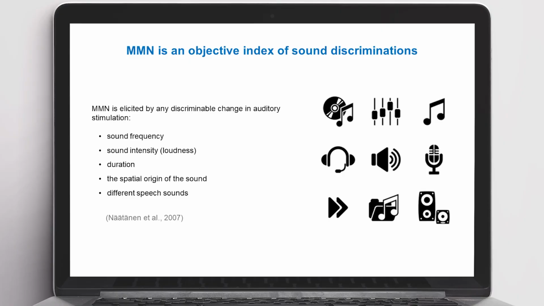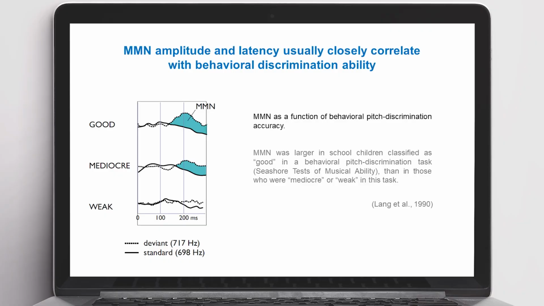The more the sound stimuli differ from each other, the shorter the latency of mismatch negativity is, and the greater is its amplitude. The mismatch negativity effect can be observed with the help of stimuli that differ in loudness, duration, and position in space, as well as with different speech sounds. The amplitude and latency of mismatch negativity usually correlate well with the cognitive ability to discriminate auditory information. The better the ability to discriminate auditory signals is, the more pronounced is the mismatch negativity effect.